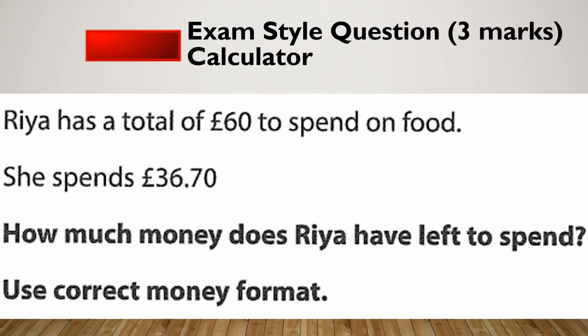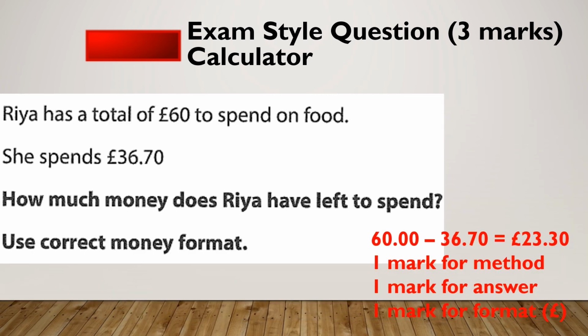Okay, here's an example of a question from an exam. Give this one a go. So Raya has £60 to spend on food. She spends £36.70. How much does she have left? You can use a calculator for this. Okay, let's check out that answer. So hopefully you got £23.30.